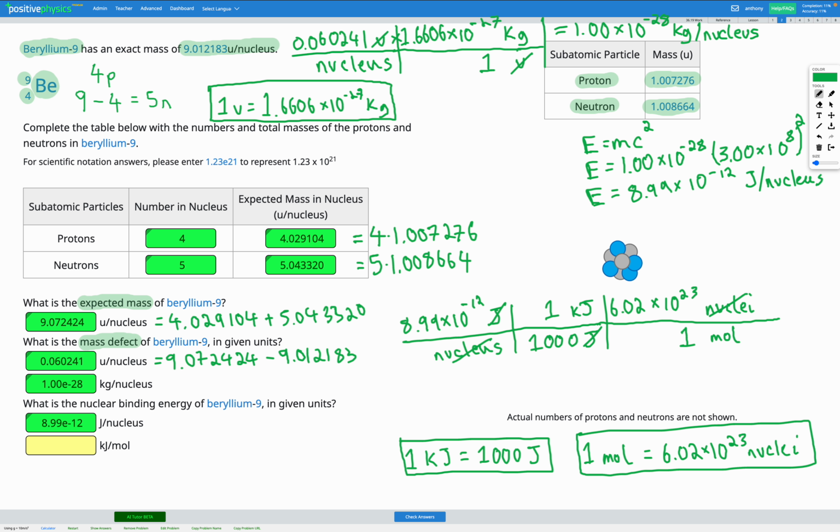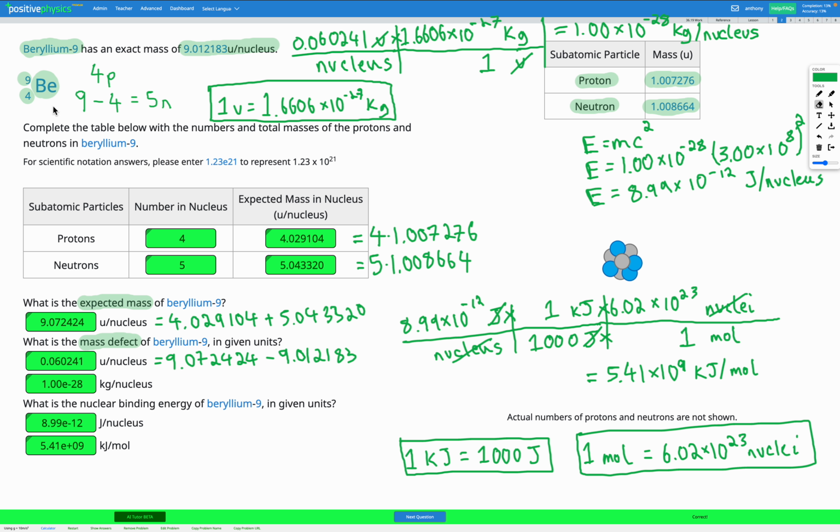And we're left with 8.99 times 10 to the power of negative 12 multiplied by 1 multiplied by 6.02 times 10 to the power of 23 divided by 1,000 times 1. If we put that all in our calculator, we end up with a number of 5.41 times 10 to the power of 9. And our units we're left with are kilojoules on the top and moles on the bottom. So kilojoules per mole. So we can go ahead and fill that in our answer box. Times 10 to the power of is E. So 5.41 E9.